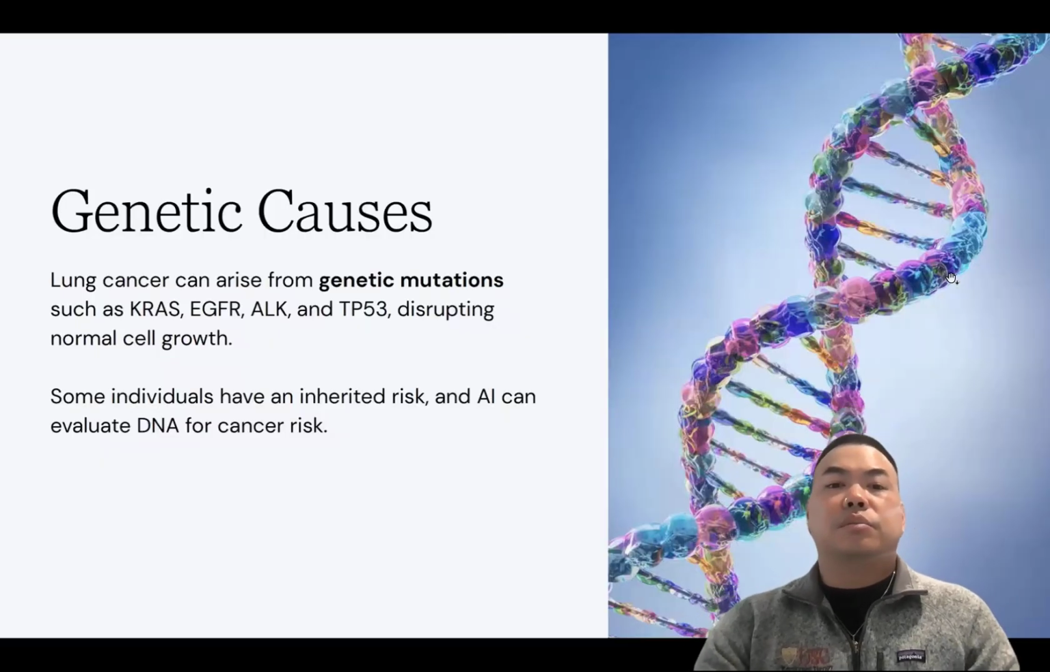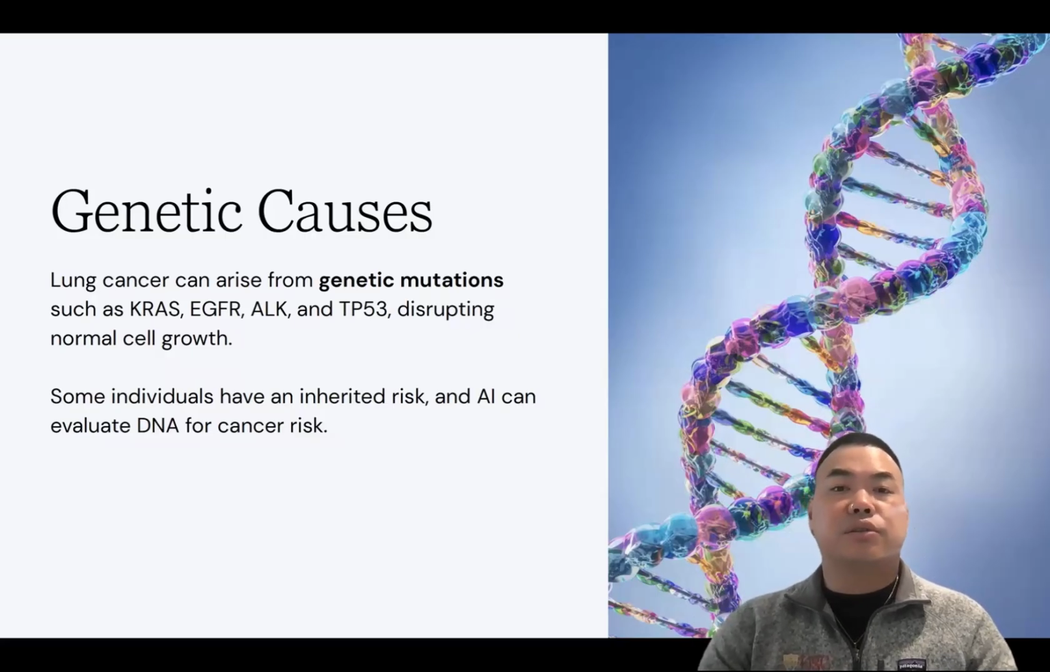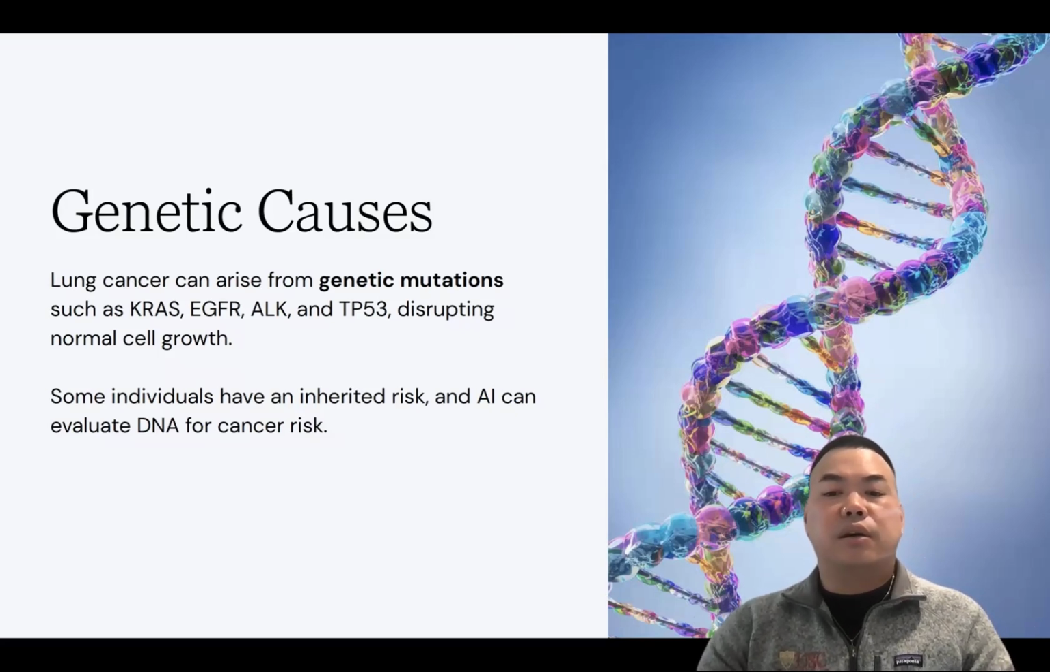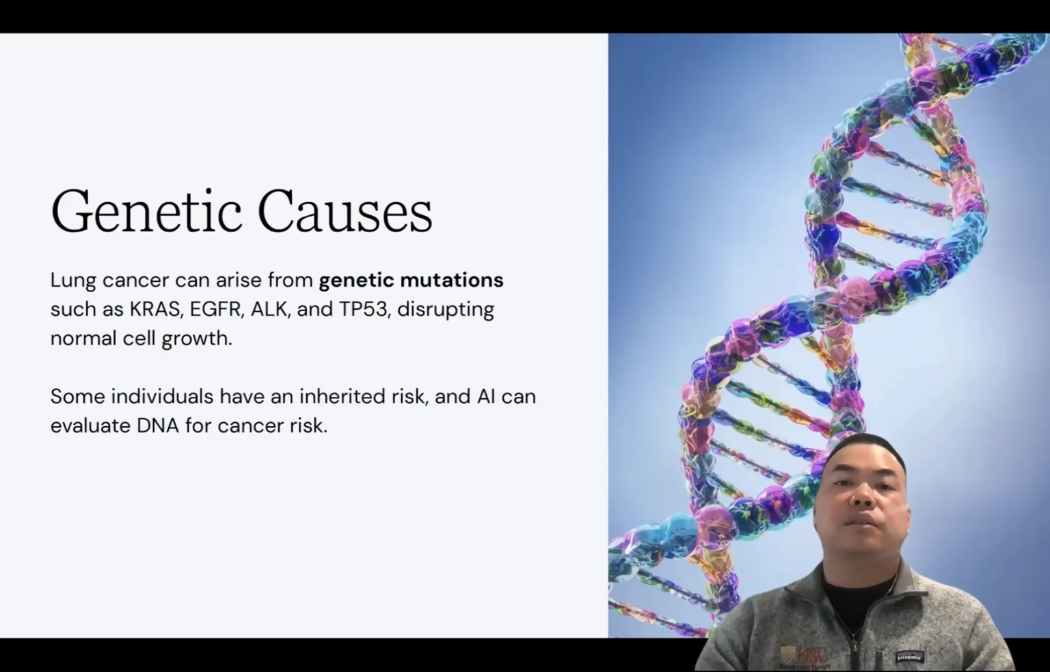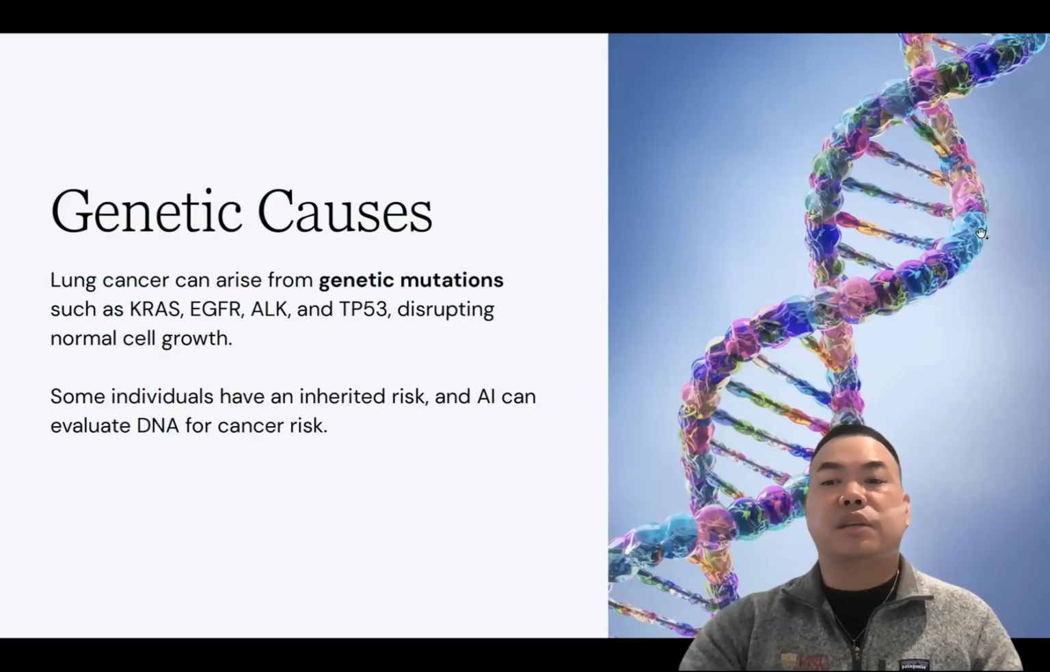So, some lung cancers start because of changes in our genes. The big mutations doctors typically look for are KRAS, EGFR, ALK, and TP53. These mutations mess with normal cell growth and let the cells multiply too quickly. Some people also have inherited risks that make them more susceptible to developing lung cancer. Now AI is available to help scan DNA data to help predict someone's cancer risk.